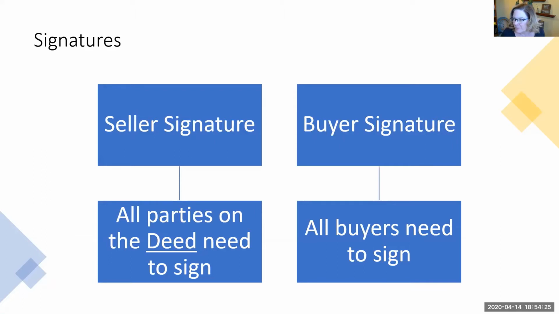The buyer's signature, of course, that's you. And if you're more than one in your company or a spouse situation, of course, both of you need to sign. That is all you need for a real estate agreement.